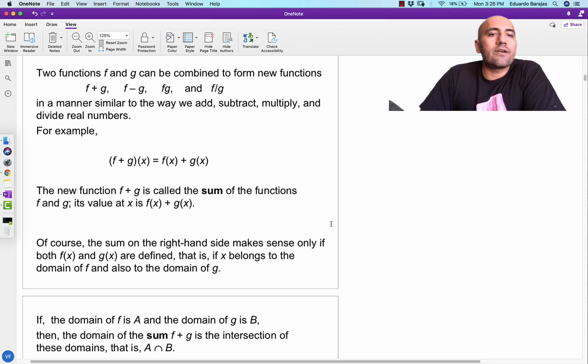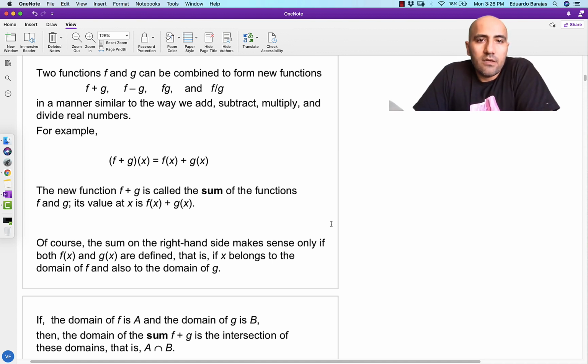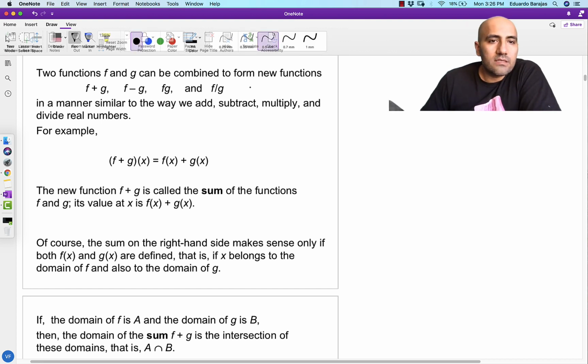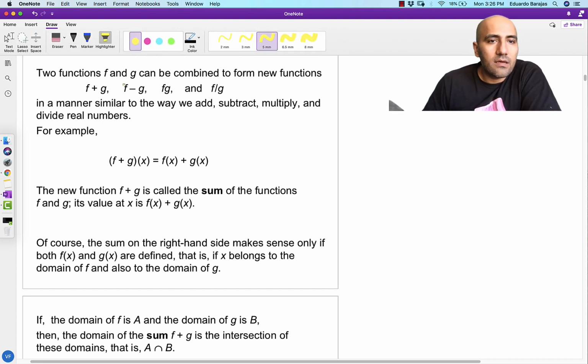So two functions, f and g, can be combined to form a new function, which we can identify as f plus g, f minus g, f times g, and f divided by g in this way. So this is, I think, a common source of mistakes here. What we want to do is identify f as a function, and we want to identify g as a function, right? So f could be like 2 plus x, or g could be x squared minus 1. It's some sort of a function.